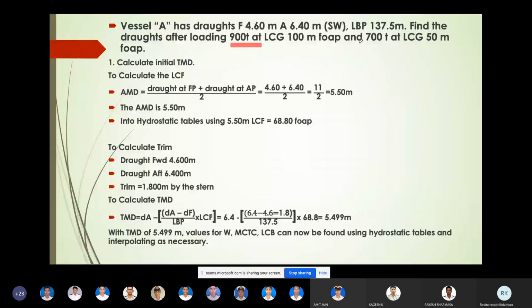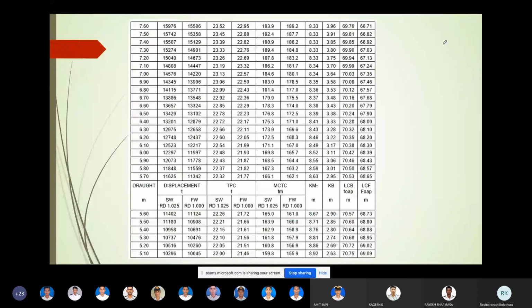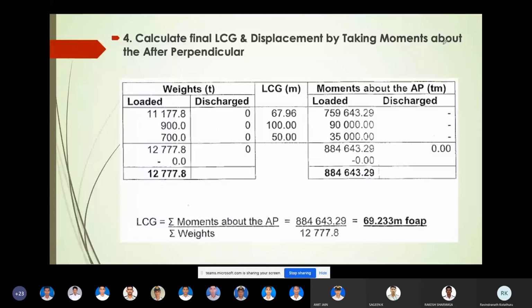Now what was done? Loading 900 tons and 700 tons at 100 meters and 50 meters. So now what I will do, I will go to the moments table to calculate the final LCG and displacement by taking the moments table. Now, initial displacement I know, 67.96 LCG. I get my loaded moments. 900 tons is loaded at 100 LCG, and this will be my loaded moments. 700 tons is again loaded. I will get my loaded moments.